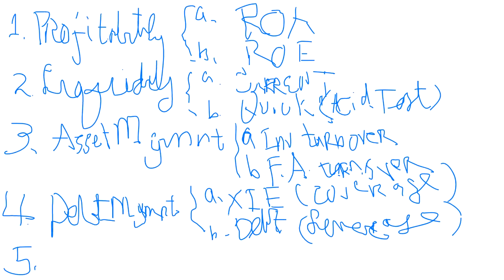First category, profitability. Second, liquidity category. Third, asset management category. Fourth, debt management category. The fifth category is what? Market valuation. It's about actually valuation of stock, right?